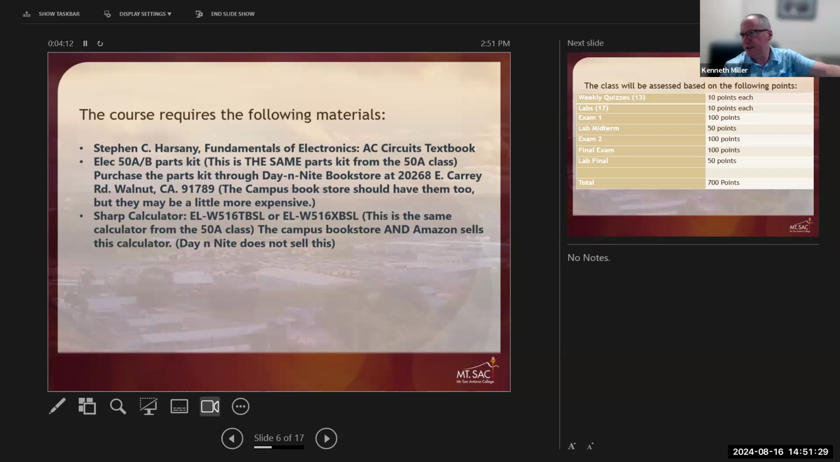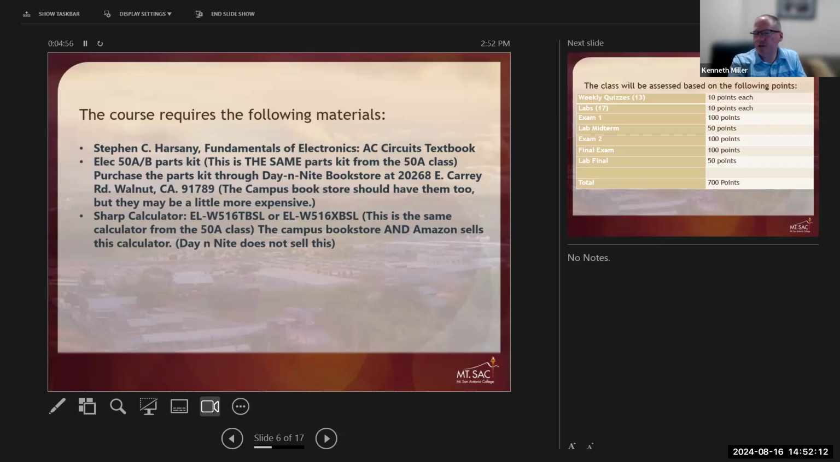But it's the fundamentals of electronics, and it's the AC circuits textbook. These textbooks are available. The campus bookstore may or may not have copies of it. They may have one or two of them. But if you go to Day and Night Bookstore, which is, I have the address here, 2268 East Cary Road in Walnut. So that's down past, if you go on Temple past Grand and keep going that direction, you'll run into the bookstore. The Day and Night bookstore is down there.